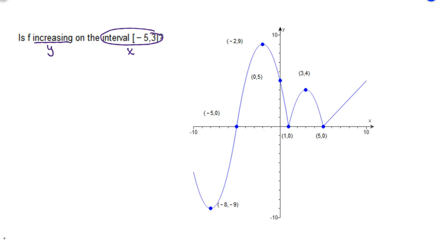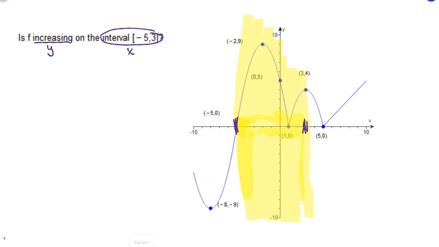This interval will start at -5. Here's an x of -5 and end at an x of 3. So I'm going to highlight the interval that we're talking about. So I want to determine if the y values in this region of the graph are increasing.